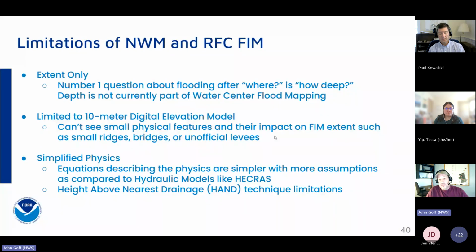Limitations: extent only. This is not partner FIM, so you don't have how deep it is going to be on this street. Well, we don't know that. We just have inundation only. And these are limited before they convert the HAND method on a lot of this to the relative elevation models. These digital elevation LiDAR data sets are like 10 meters. That's getting improved all the time. So you've got to understand that you can't see small physical features and their impacts on FIM, such as small ridges or bridges or an unofficial levee.